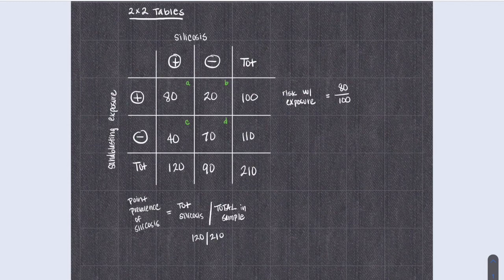Okay, our risk without exposure is going to equal our no exposure, 40, with silicosis, over our total number of people that were not exposed to our sandblasting. So we're going to have 40 over 110. Okay, so that is our risk without exposure.